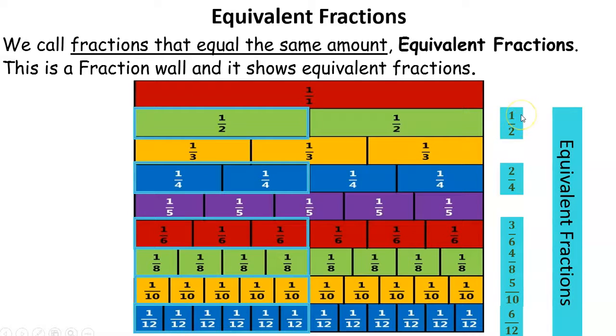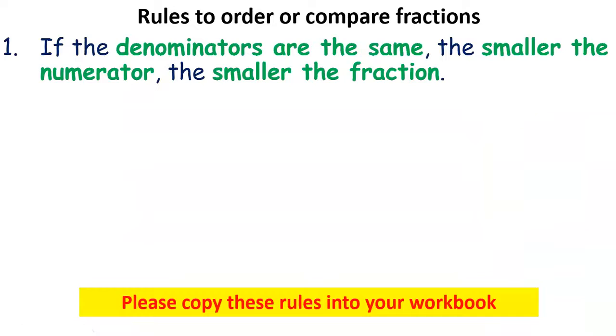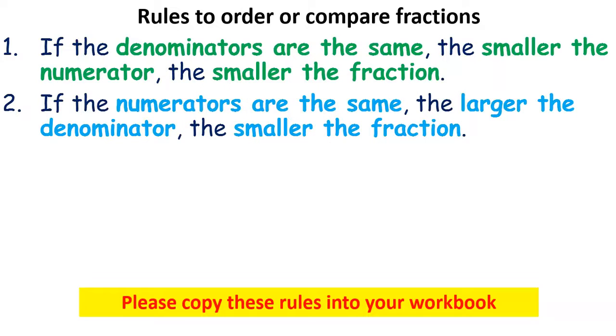So here are some of the rules when we're ordering or comparing fractions. Now, I would like you to write these into your book. They are not going to make much sense when we're writing them until we do some examples. So the first thing I'd like you to do is just have a listen through these and then you can copy these into your book. If the denominators are the same, the smaller the numerator, the smaller the fraction. So it just gives us a bit of a hint. When we do some examples, it'll make more sense.